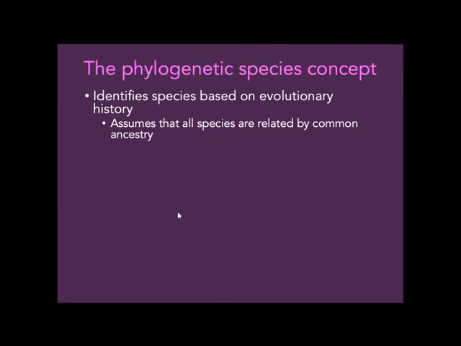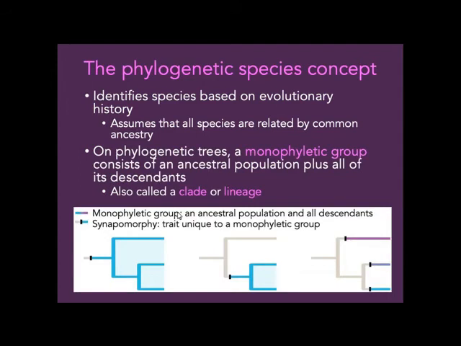All right, the third concept is called the phylogenetic species concept. And so this identifies species based on evolutionary history. And the presumption is that all species are related by common ancestry, that's the assumption I think we can take. So on a phylogenetic tree, you're looking for a monophyletic group, okay? So I think this is the first time we introduced the idea of a monophyletic group. So mono means what? It means one. Yeah, monophyletic group. So phyletic is referring to kind of shared ancestry, usually, similarity, basically.